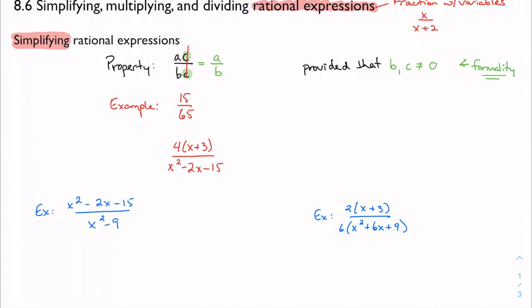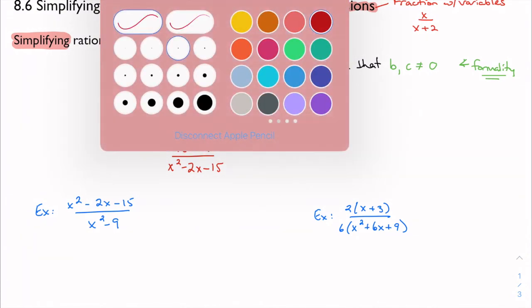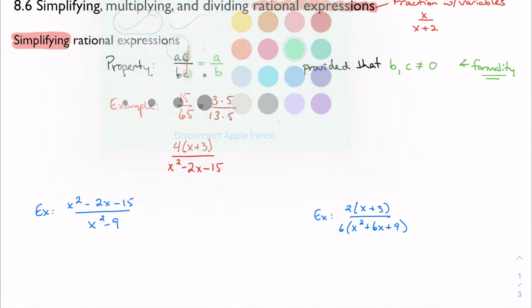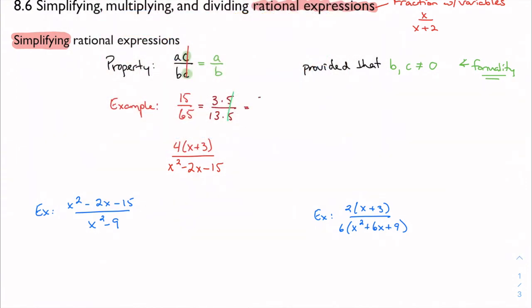No, you cannot just cancel out the 5s. But both of these terms share a common factor. Share a common factor of 5, right? This is 3 times 5, and then 65 is 13 times 5. So my 5s cancel out, and I'm left with 3 over 13, and this is in simplest form. I can't reduce that anymore, right? This is what we learned with fractions. This is just reducing fractions.